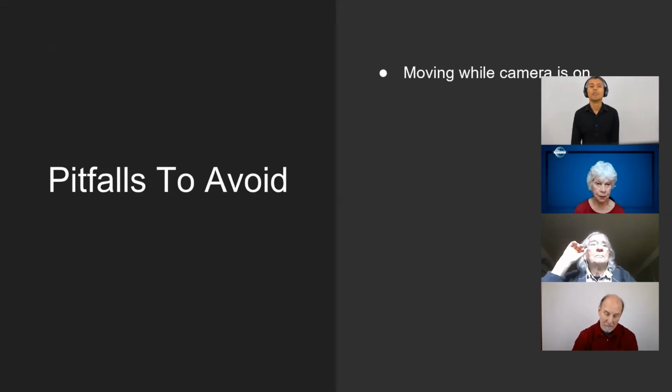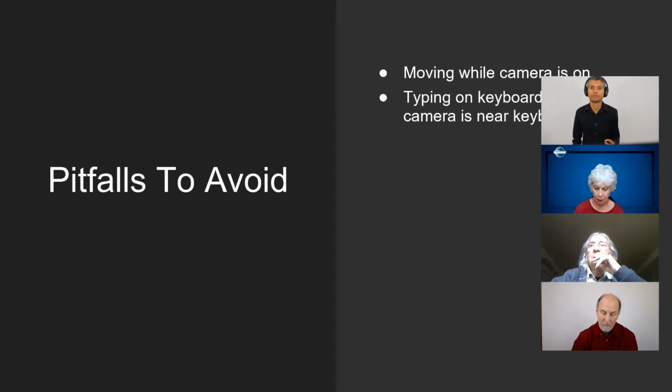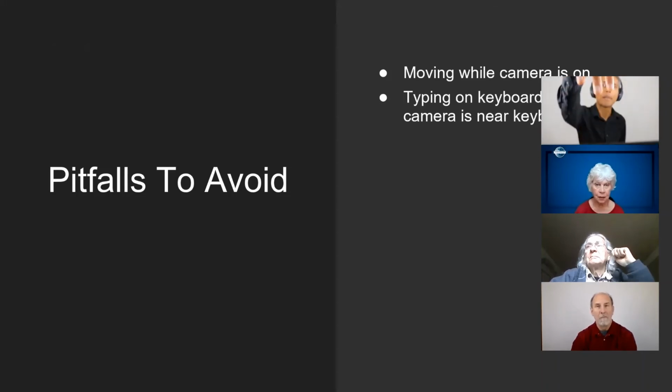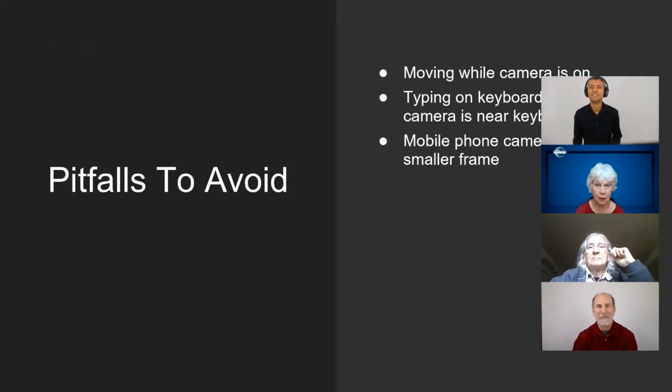The first thing, moving while the camera is on is very distracting for the audience. So if you can, please avoid that and make sure your movements are slower on the camera. The second thing, some of the laptops have their camera near the keyboard. So sometimes when people are typing, you see their big fingers. That movement is very distracting for the audience.